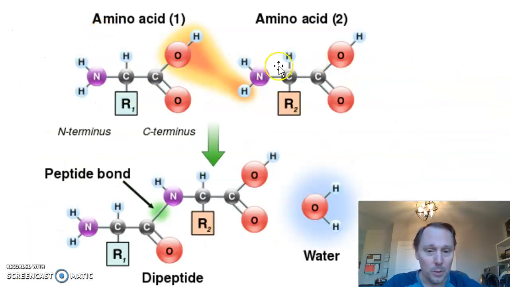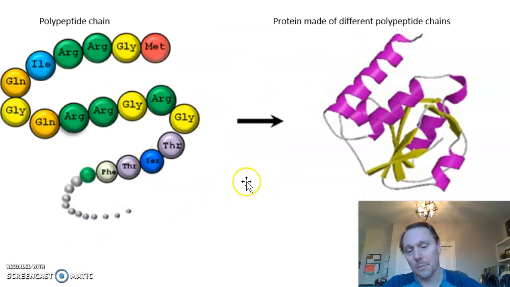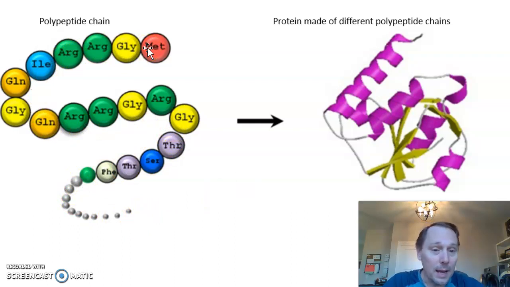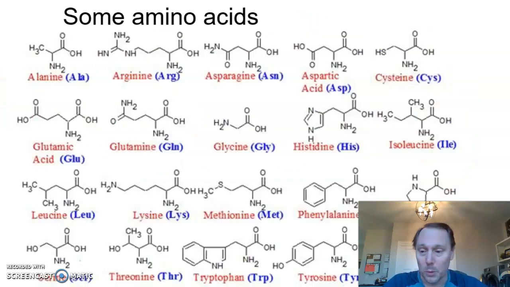Right here you see 2 amino acids being linked together to form proteins. Here's a long chain of amino acids that were constructed in your cells, and they curl up and form proteins. Here you can see one of my favorites is this one, asparagine. That's found in asparagus, as the name implies.